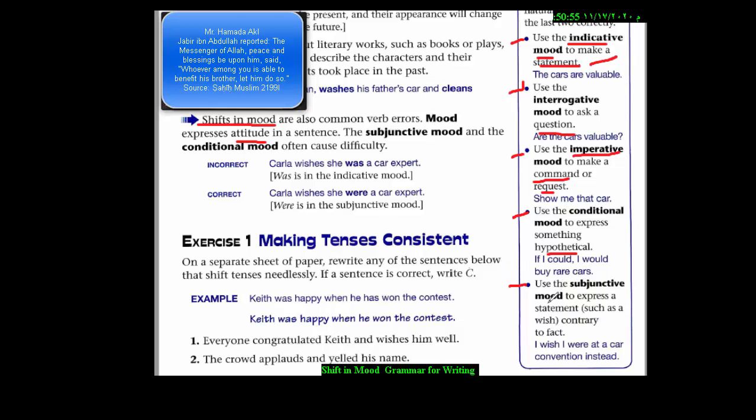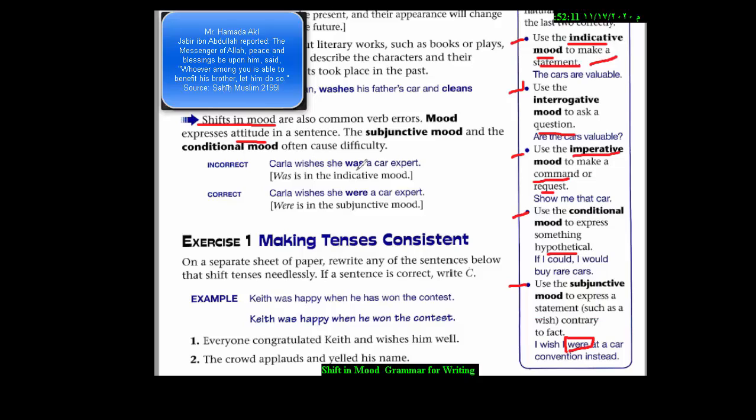What about subjunctive mood? We use subjunctive mood to talk about something contrary to fact, something that is impossible to happen. For example, I wish I were in a car. At this time, you're not in a car, so it's impossible right now. And make sure that you always use were with all pronouns. I wish I were, I wish he were, I wish they were, I wish she were, and so on. Let's have some examples.